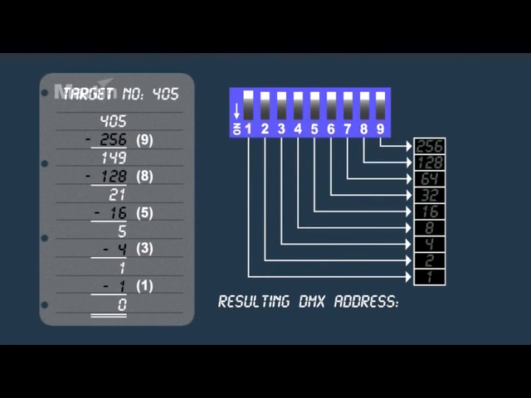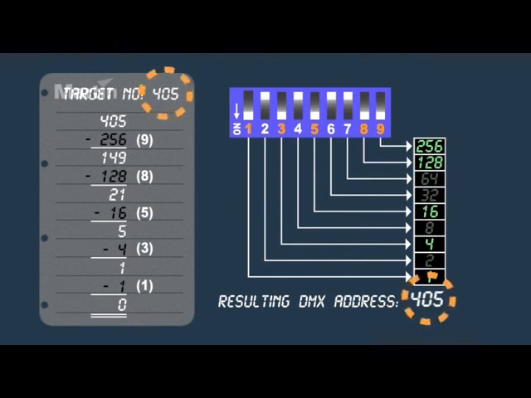Let's double check and actually turn on those switches. This gives the result 256, 128, 16, 4 and 1. Add them together and we're left with the number we were looking for, 405.